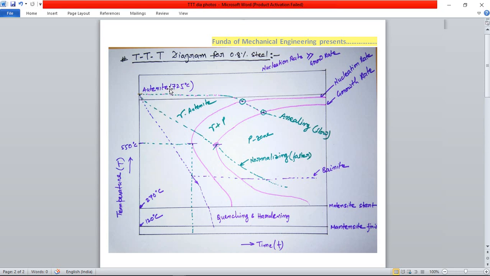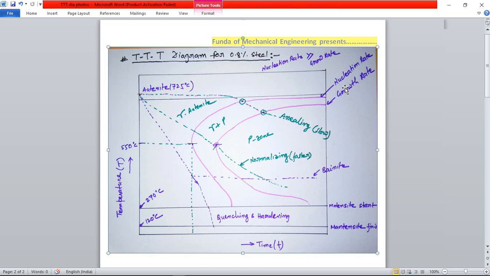So here is 727 degrees centigrade. This temperature is called the eutectoid temperature. The following lines represent the different processes: this dotted line, this dotted line, this dotted line, and these two red lines. The first red line represents the nucleation curve, or the nucleation rate. The second red line, actually pink, is known as the growth curve, or growth rate.